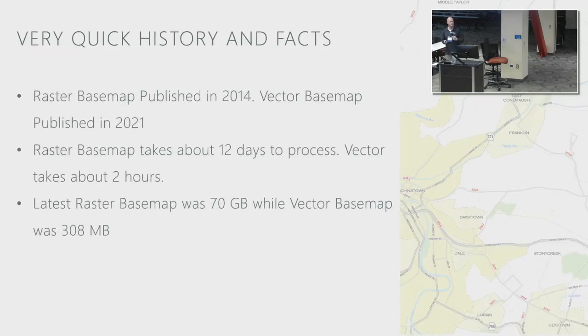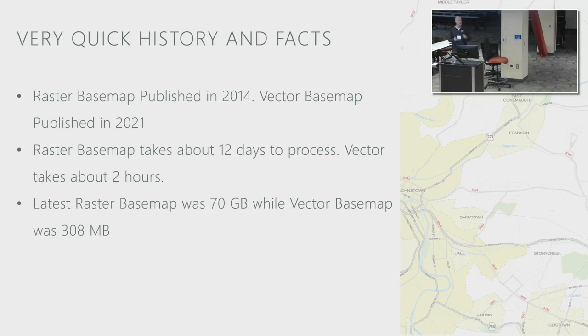And lastly, some quick facts and history. Our first raster Basemap was 2014. Vector was 2021. I think I'm wrong on that 12 days. I think it's closer to 20 days it takes our raster Basemap just to chunk and process. It is a lot of data, and it looks great, but it takes a long time. Vector takes about 2 hours from start to finish once the data is ready, which is really nice.